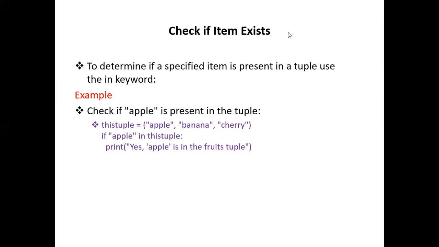Now here, to determine if a specific item is available or exists in the tuple or not, what should we do? Same, we have to use the keyword in. This keyword in verifies whether a specific element is available or not.